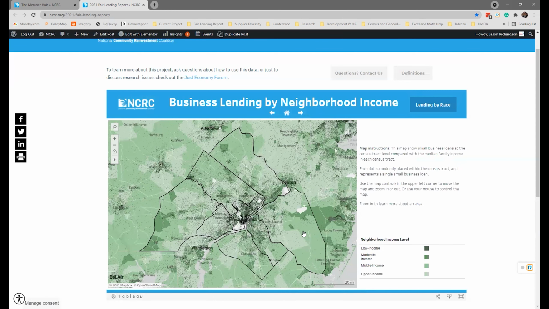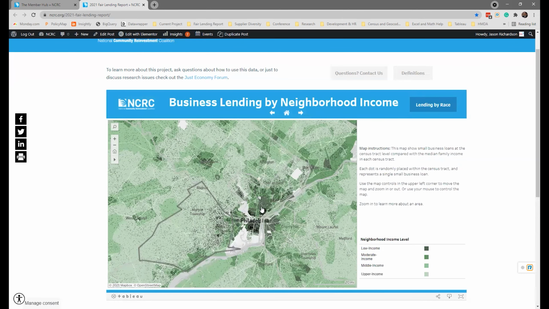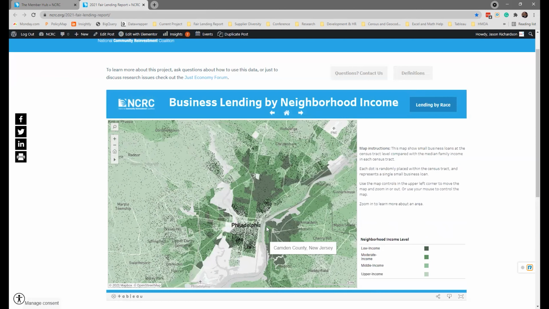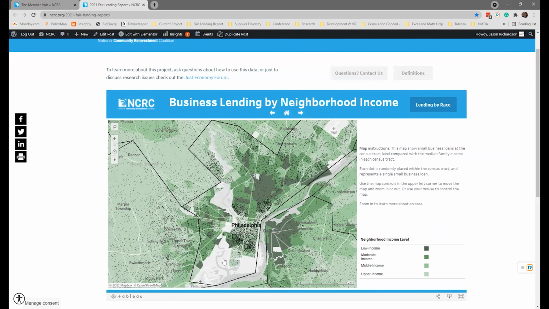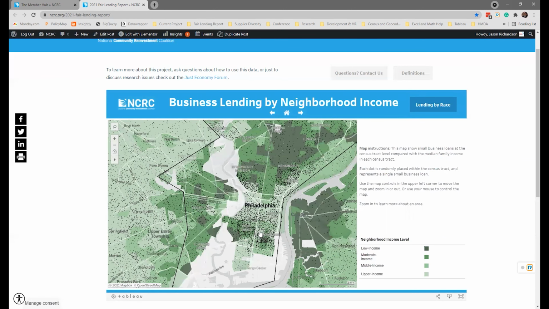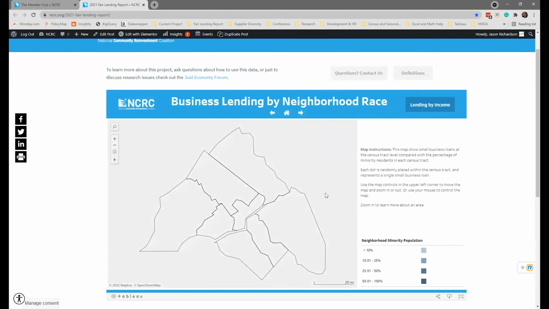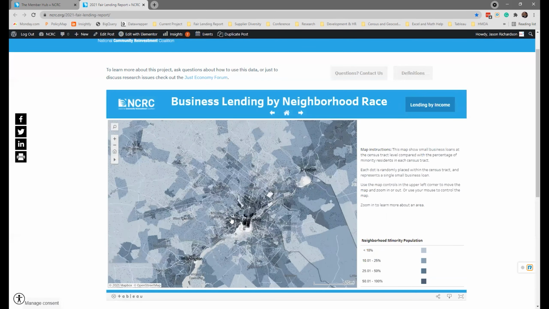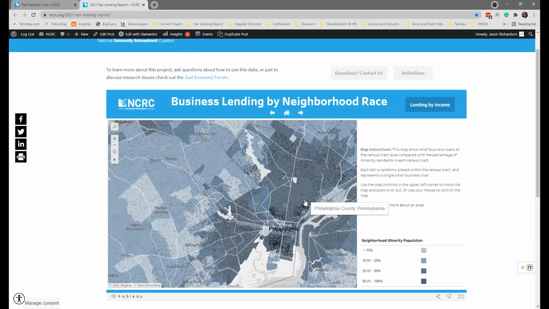And we can map this data as well. So if we zoom in, you'll note there's often a very similar pattern to mortgage lending for business lending, but it depends on the metro area. Remember, the darker green areas are lower income. And if you click over here and look at the map by race, the darker blue areas have a higher minority population.